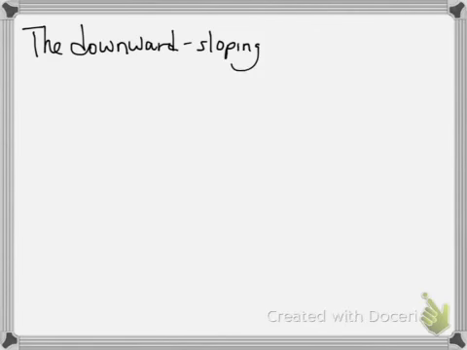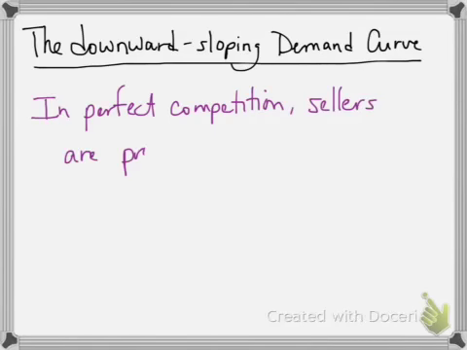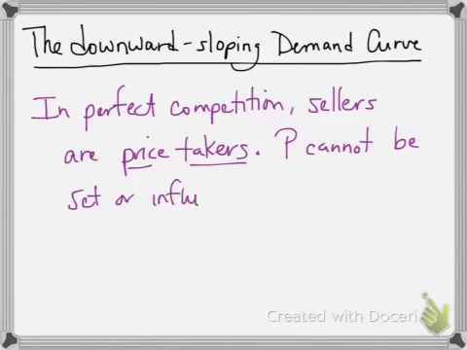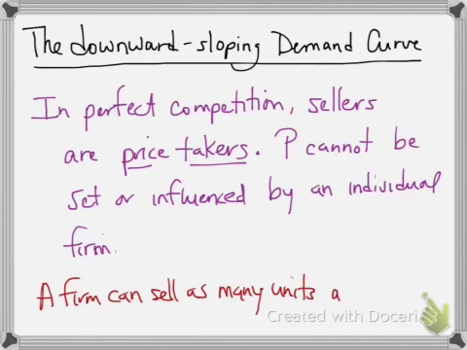Let's look at the downward sloping demand curve. When we're in perfect competition, we have a situation where the sellers are price takers, right? Price can't be set or influenced by any one individual firm. In that situation, the firm can sell as many units as it wants at the going market price.